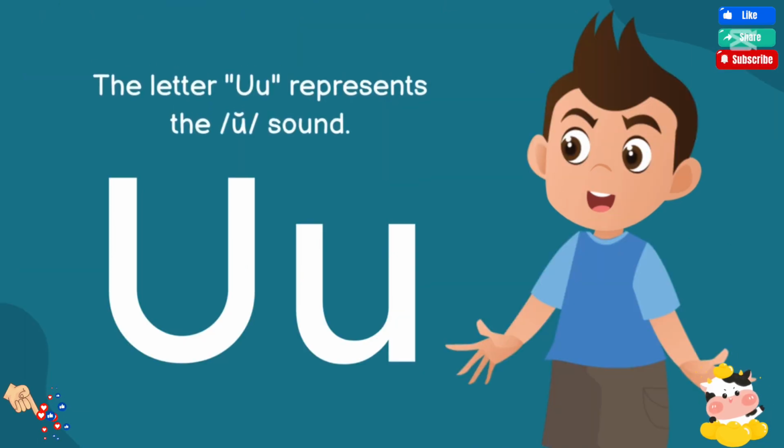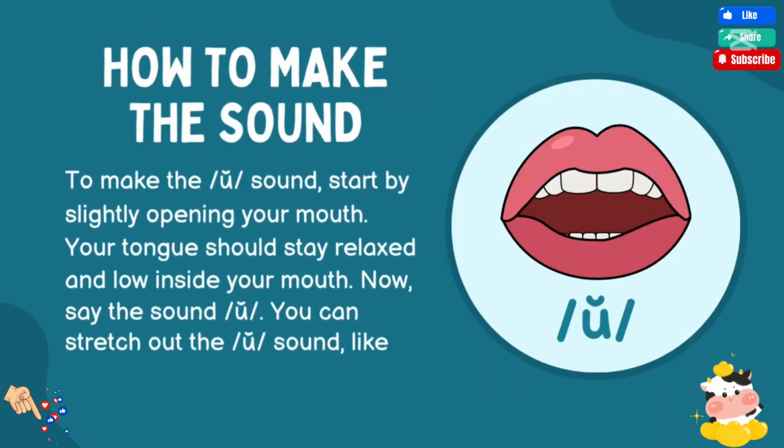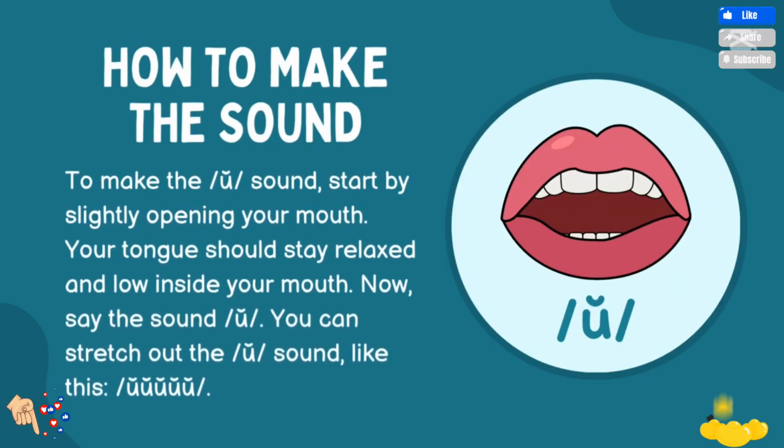The letter U represents the U sound. How to make the sound. To make the U sound, start by slightly opening your mouth. Your tongue should stay relaxed and low inside your mouth. Now, say the sound U. You can stretch out the U sound, like this, U.